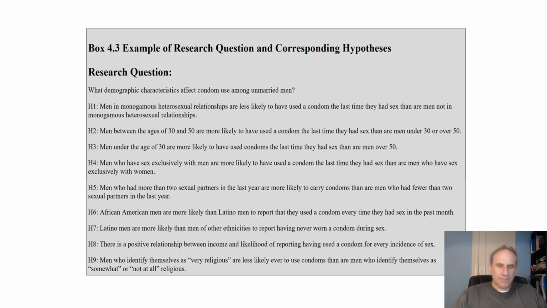They also have questions about African American men are more likely than Latino men to report that they've used condoms every time they've had sex in the past month. That's a hypothesis, but they're then going to have to ask about people's race and so on. So, as you can see, by having a whole series of hypotheses, it helps imply a whole series of questions you need to ask in your survey.